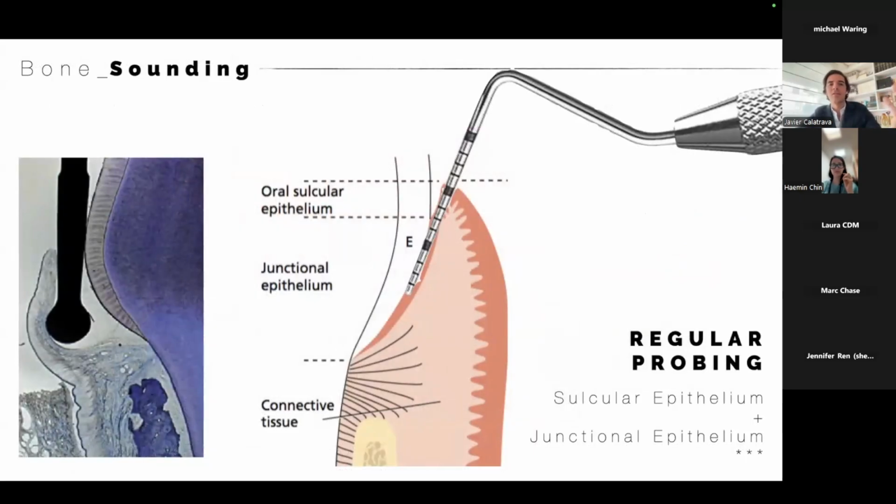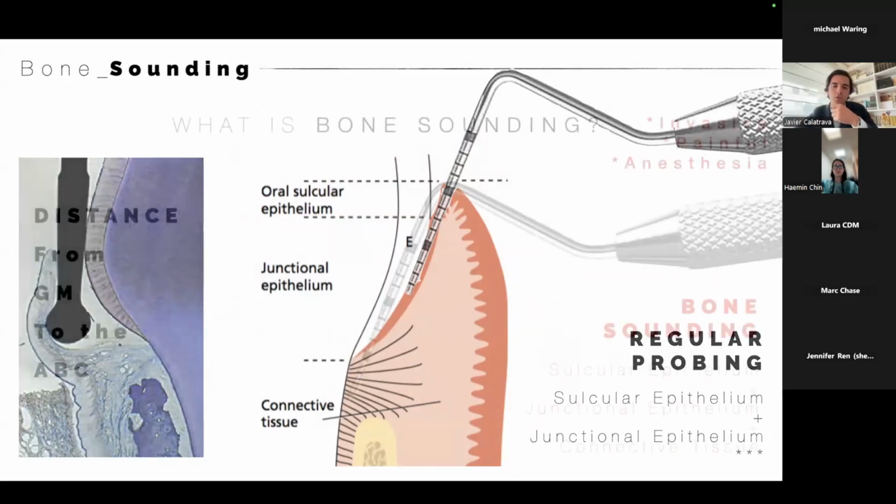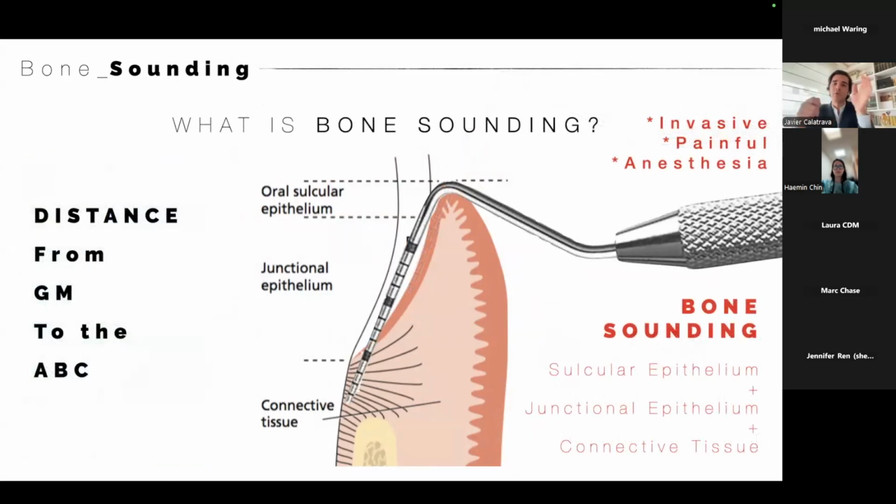And how do we detect the bone? We can also do bone sounding. You'll know that when we do regular probing, the probe will go through the sulcal epithelium and to the end of the junction epithelium. However, if we want to reach the bone, we need to do bone sounding with a lot of power, and this is very painful and invasive for our patients. And of course, as you can expect, patients don't like you to have to put numbing just on the diagnostic phase.